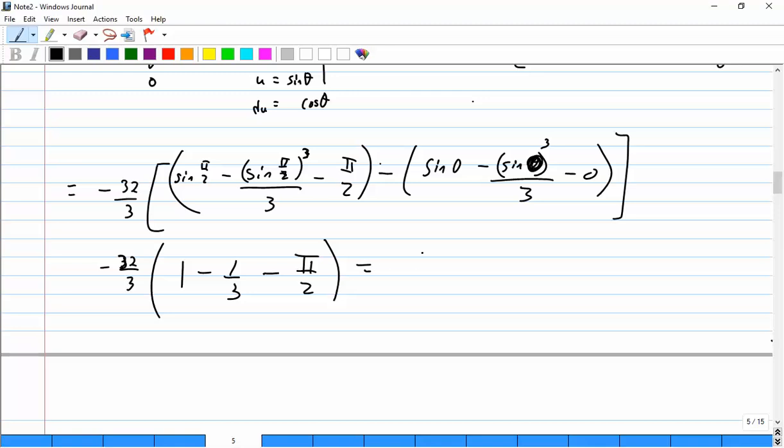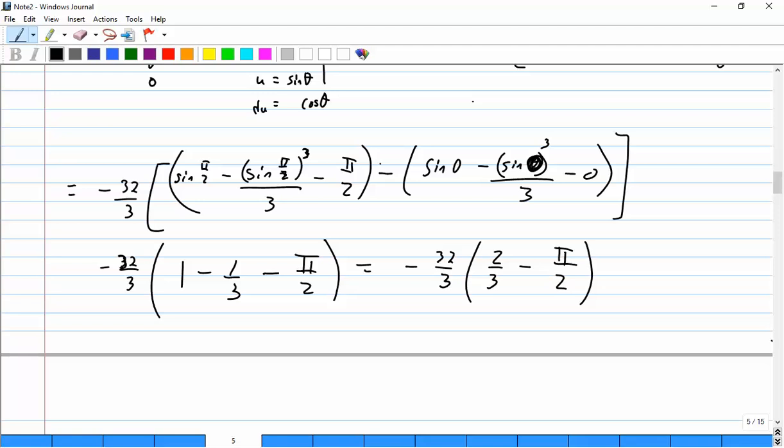So that is negative 32 over 3 times 2/3 minus pi over 2. Now you may want to make sure that that's going to be a positive value, right? It is, because you get a negative inside the parentheses. Could that be simplified a little? Yes, you could clean it up a little bit. You should get about 9.64 if you work that out.